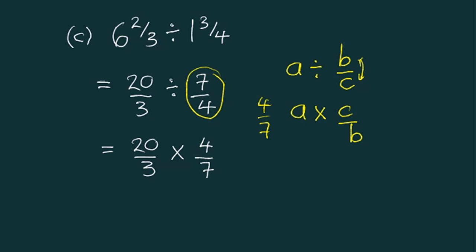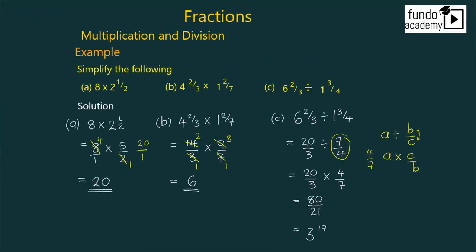I look for factors on the numerators and denominators, but I'm seeing none. So I simply multiply the numerators, 20 by 4, which gives me 80, and 3 times 7 gives me 21. It's an improper fraction, so I express it as a mixed fraction. 21 into 80 is 3, with remainder 17 out of 21. So that becomes the solution to part C.